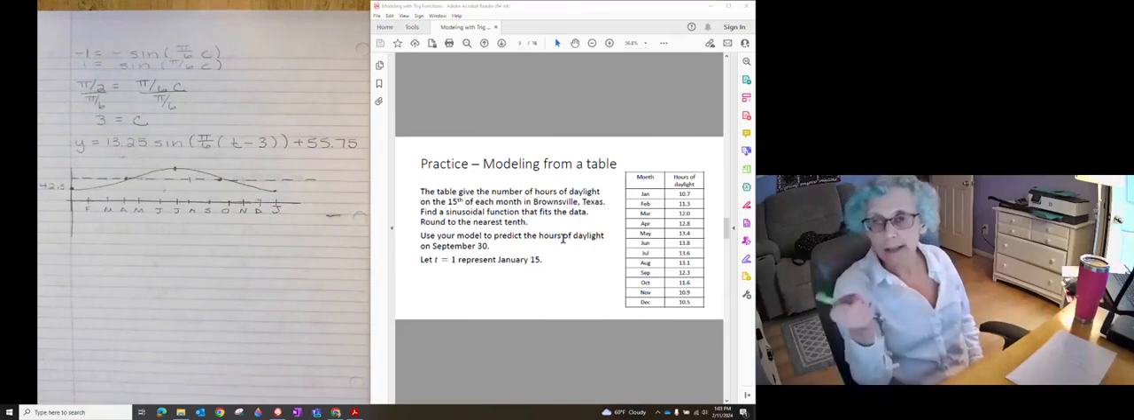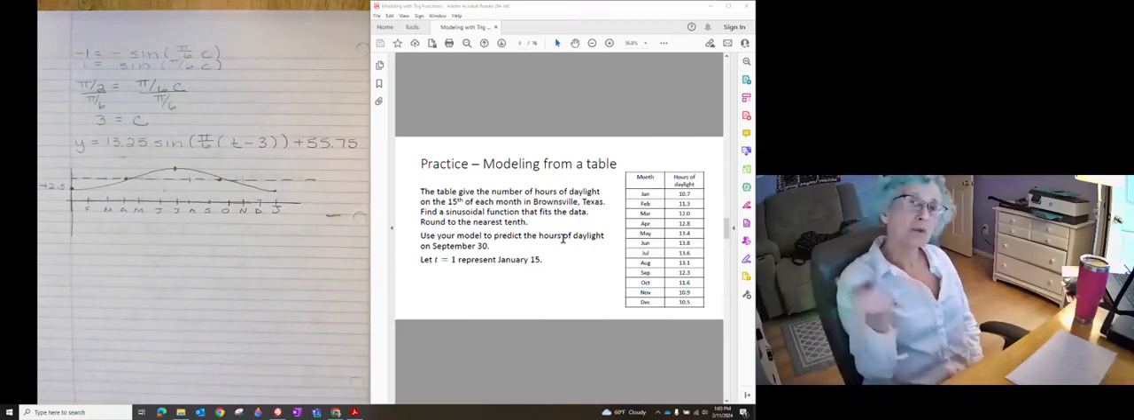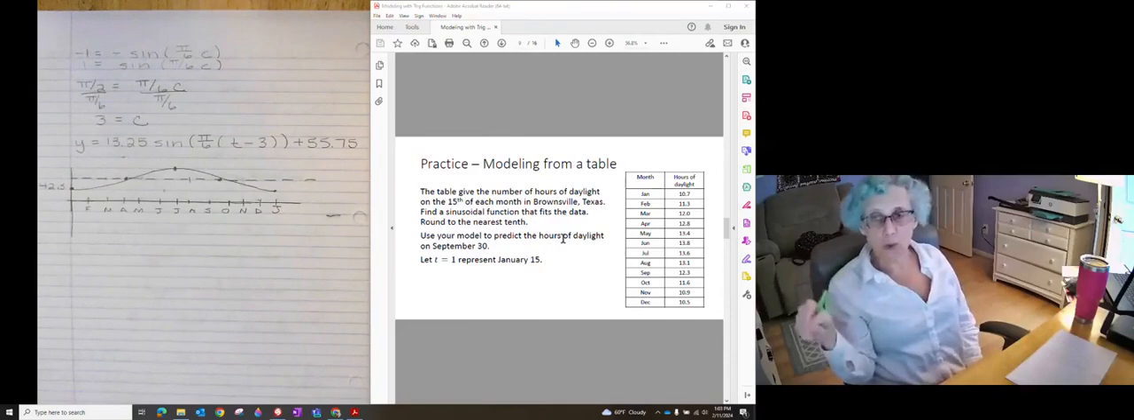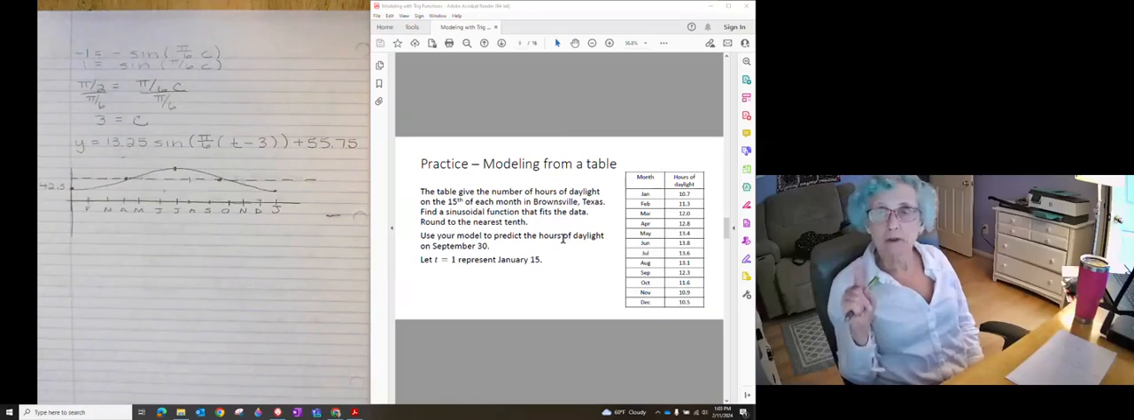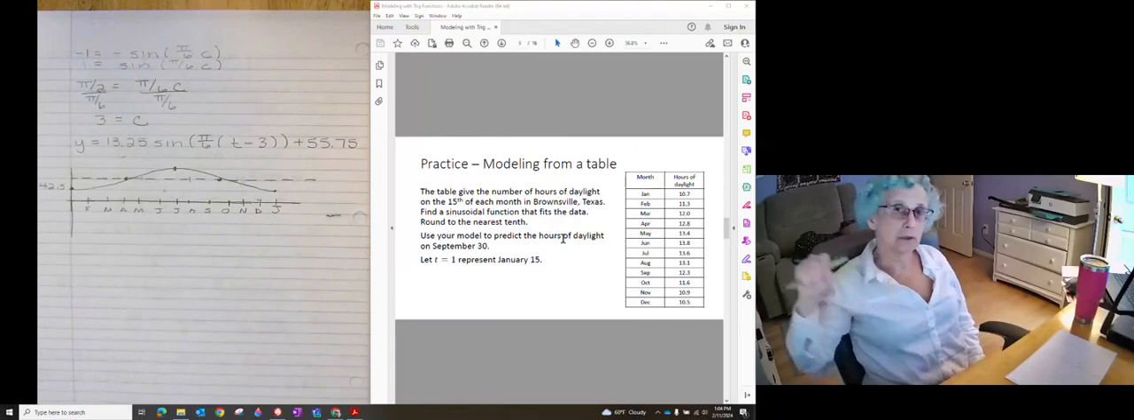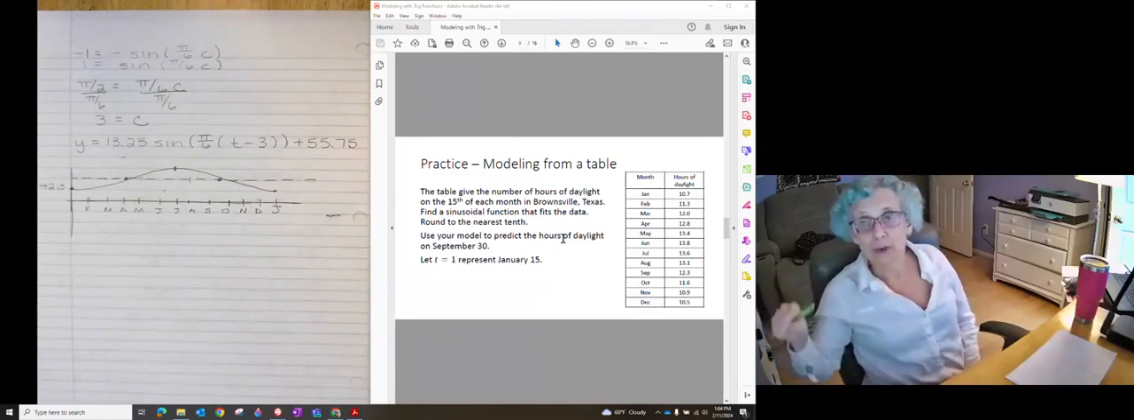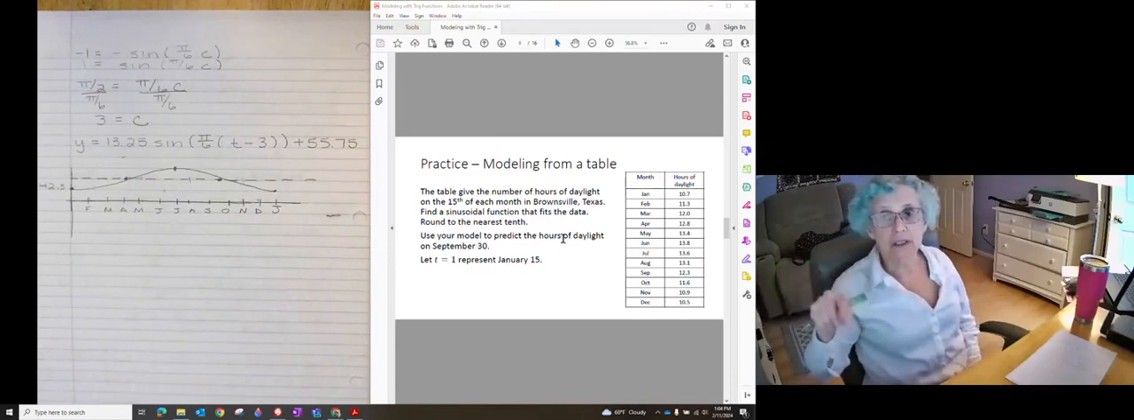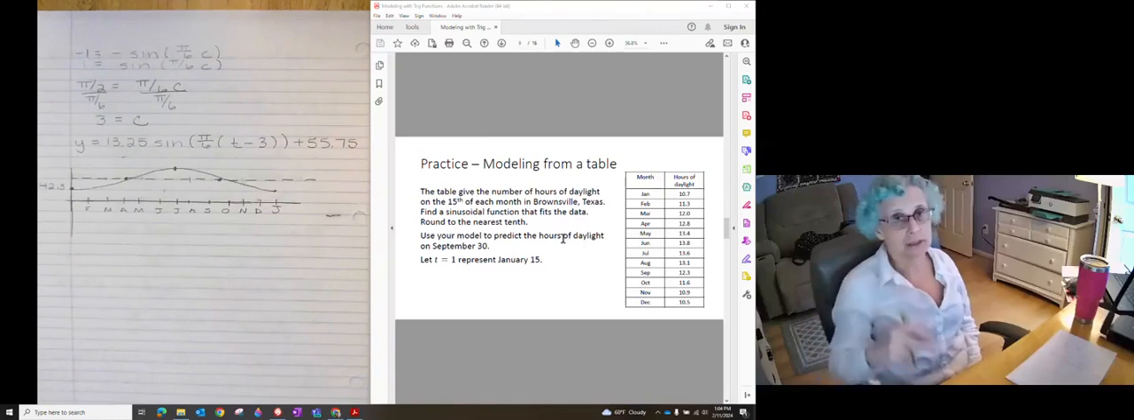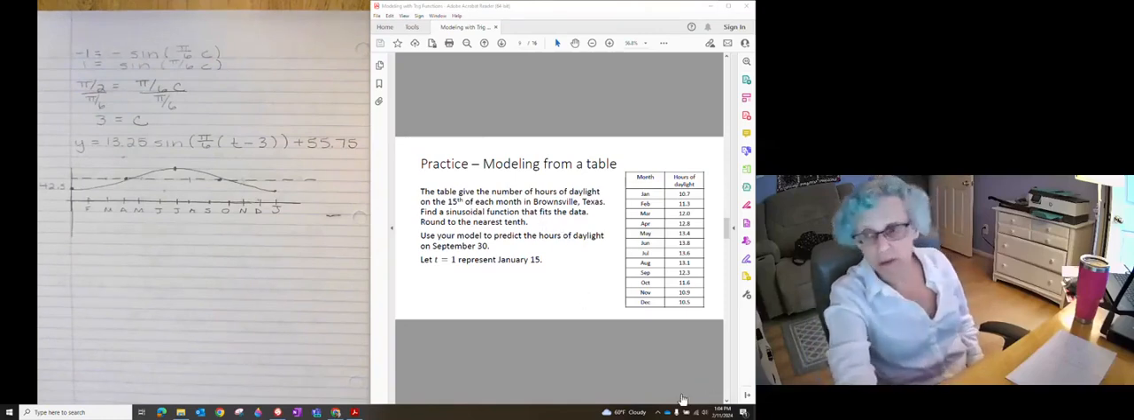Okay, so you practice this one. This time we're going to let t equals 1 represent January 15th. And you're going to use your model to predict the hours of daylight on September 30th. So you're going to have to figure out what input will give you the output for September 30th if t represents January 15th. That's probably the trickiest part of this one.